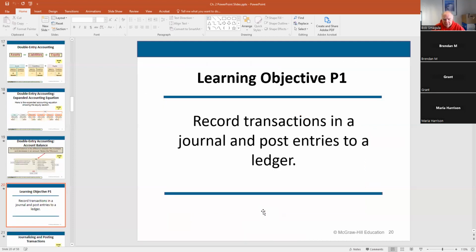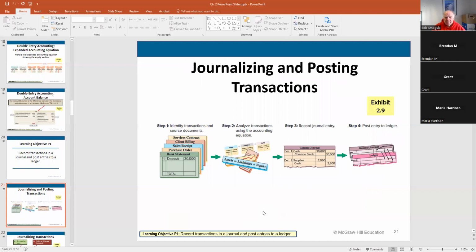Here we're going to talk about using a journal entry to post to the ledger. And what were we saying with transactions? Identify the transaction in the appropriate source documents. For years and years, you always hear about the paperless office. Everything is online, computerized. Yeah, but you still need pieces of paper to support what you're doing. So there'll always be paper flying around.